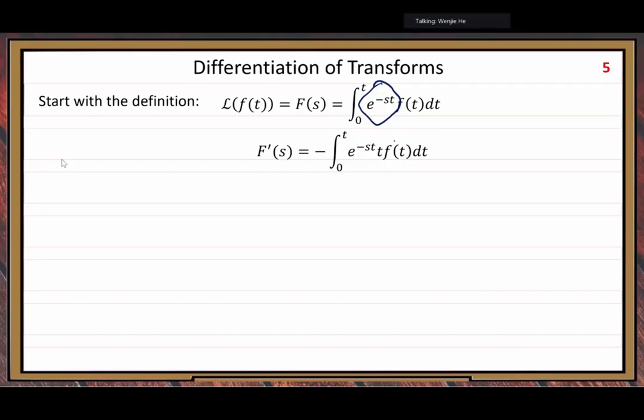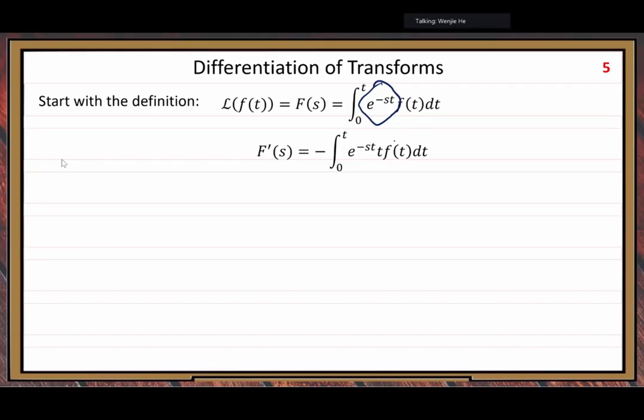We assume the function is good enough, so we can do the interchange. All right. By chain rule, right? So here the chain rule. t, we treat t as constant. Do the derivative with respect to little s. So negative t, the chain rule thing.